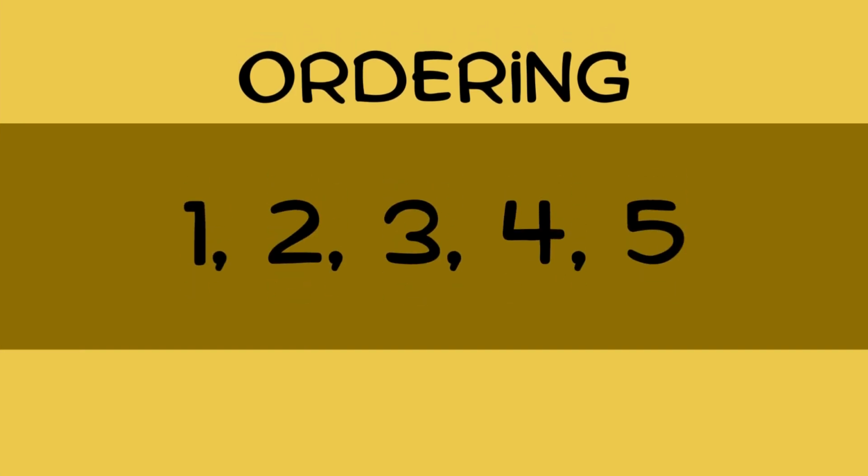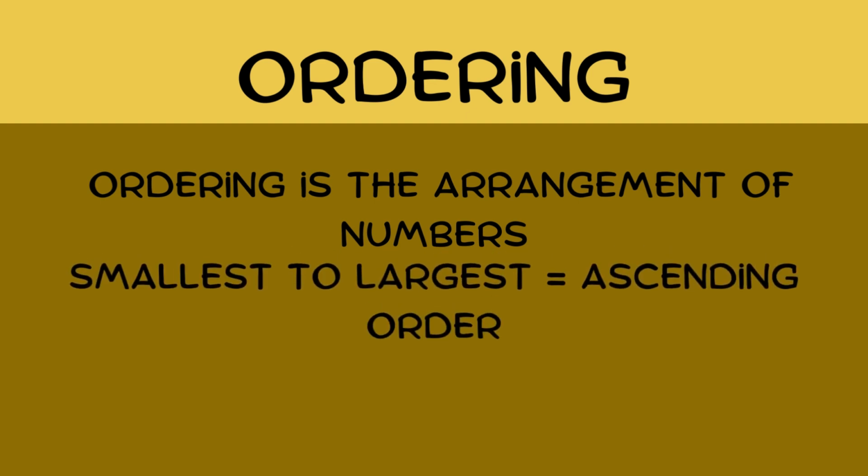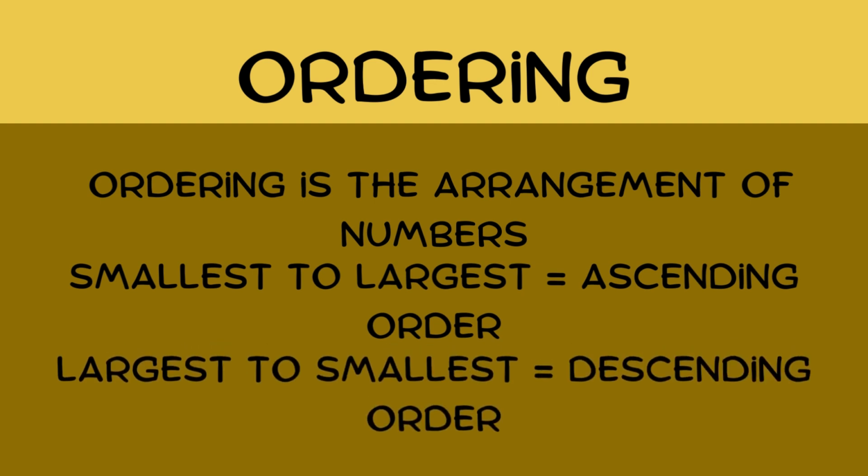For starters, let's consider the first 5 numbers after 0. We can obviously tell that the number 2 has a greater value than 1, so the number 2 is larger than 1 when ordered. In a simple sense, ordering is arranging numbers from the smallest number to the largest number. When we start from smallest to largest, we call this ascending order, while when we start with the largest number and go down, we call this descending order.